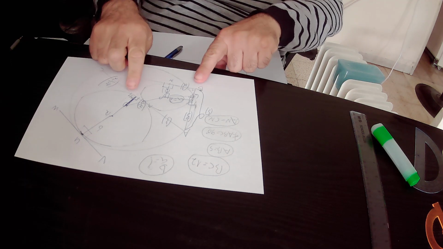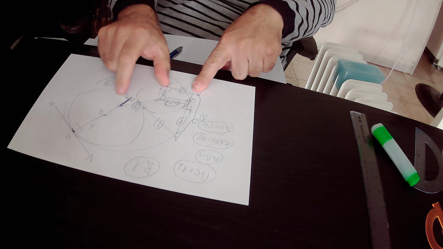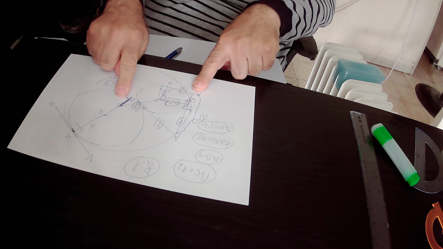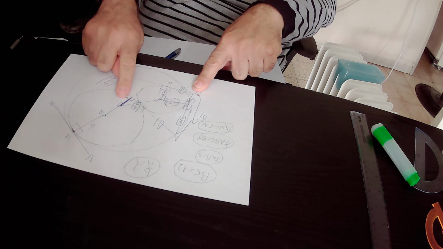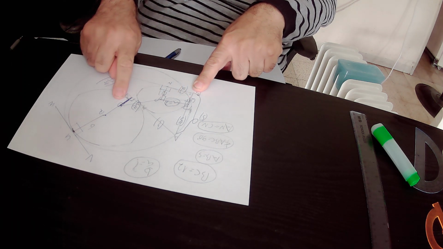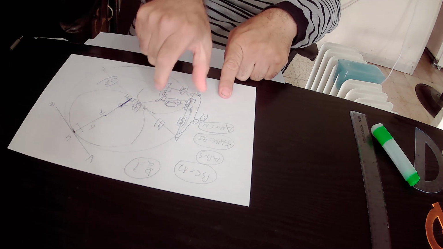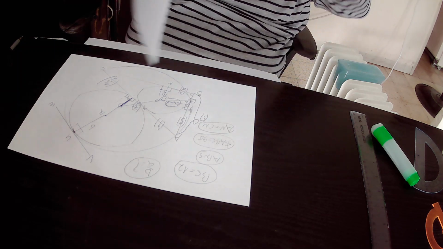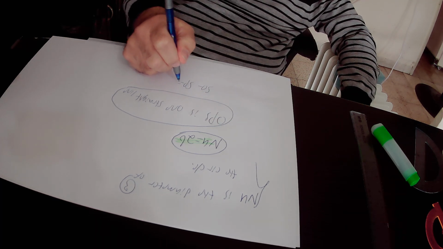And therefore, we get that OS minus SP equals PO. Again, this line segment is SO minus SP equals PO. So I write it down, SO minus SP equals PO.